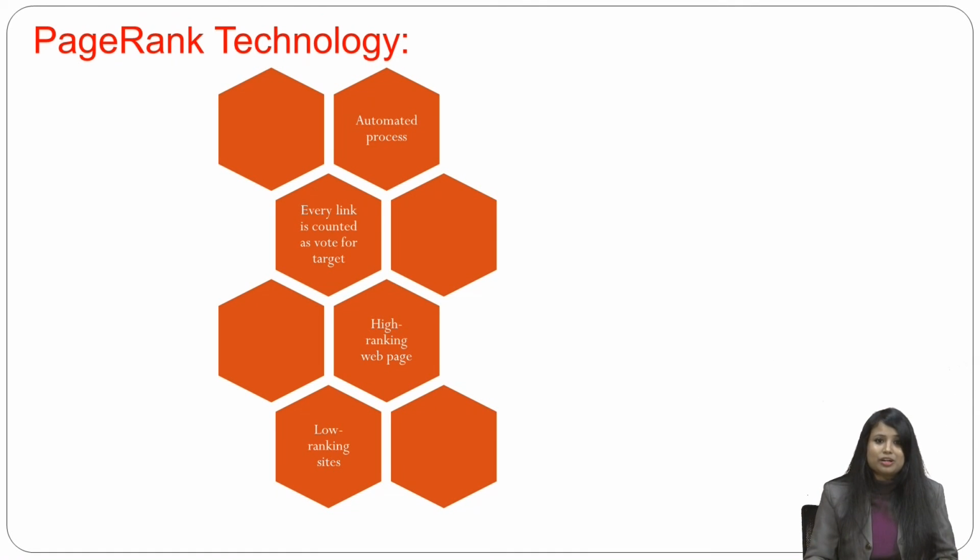So the most important things we have come to know about page rank technology are that it is an automated process and every link is counted as a vote for the target. The third is the high ranking web page, and the fourth is low ranking sites, right?